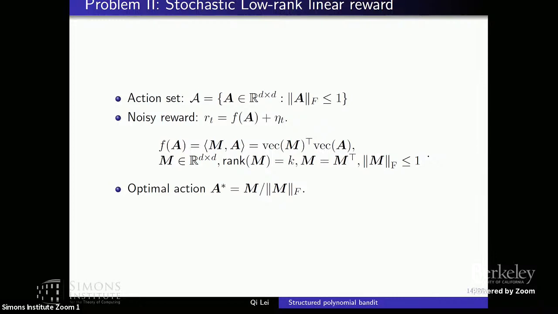So in this case, to find the optimal action, we need to recover the whole M. Although M is of dimension d times d, it has the low-rank structure. So what we can do is a similar idea. We recover the right eigenvectors of M, and then it can help us to recover M easily.